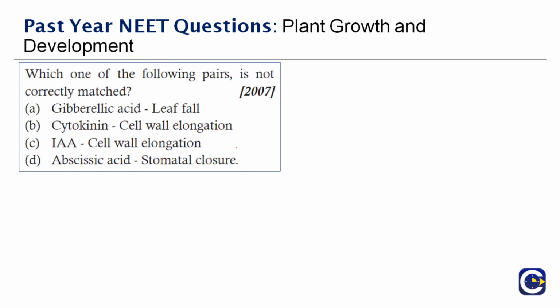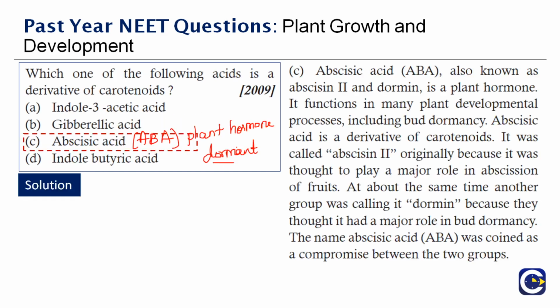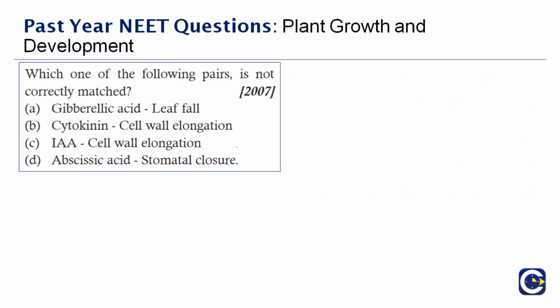Next question here. So here you must have seen it was coined as a compromise between two groups. This is a major acid which is derived from carotenoids. Okay. Next question here. Which one of the following pairs is not correctly matched? So we have to go option by option, then only you will understand.